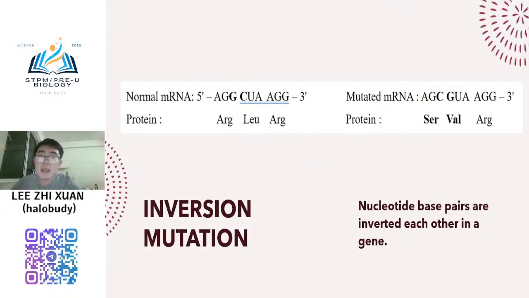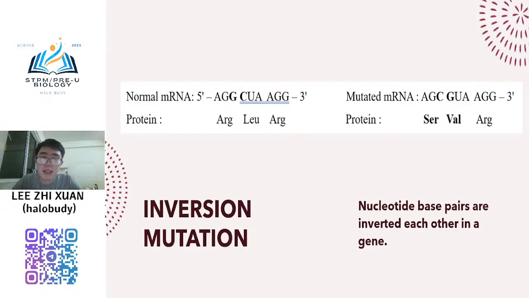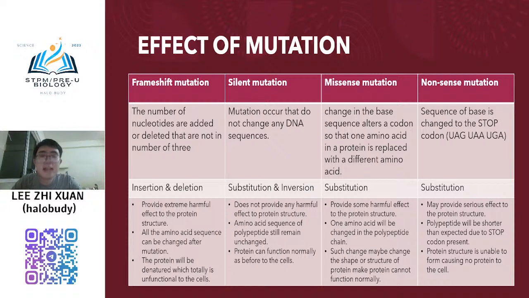Okay. So now you will go to the effect of mutation. So it is the effect. The four earlier were the types of mutation. This one is the effect. What is the effect? Okay, this is the one I will always mention: frameshift mutation. So what does this mean? It means that when the number of nucleotides added or deleted is not a multiple of 3.